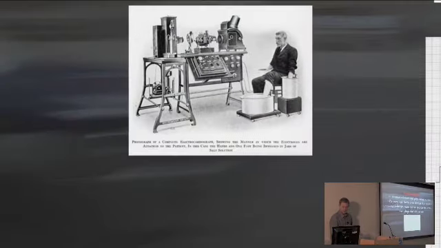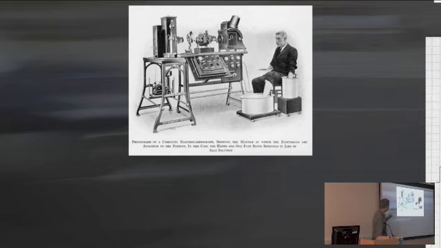So that's the very basics of an ECG. This is a picture of the very first ECG machine. It's come a long way since then. If you wanted to get an ECG, you had to stick your foot and your arm in a big bucket full of salt water.